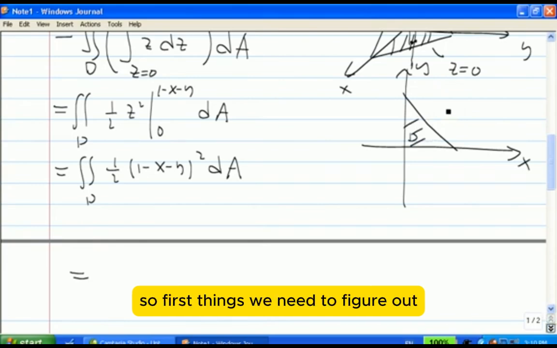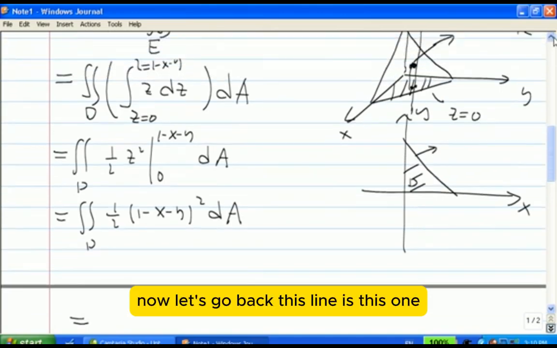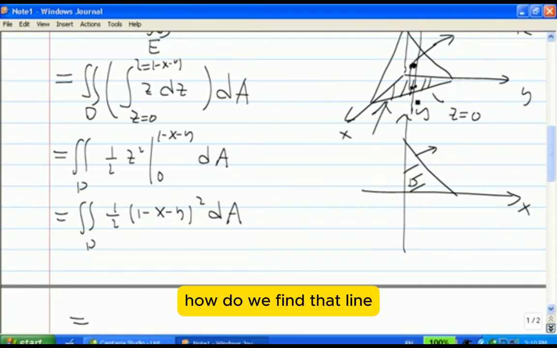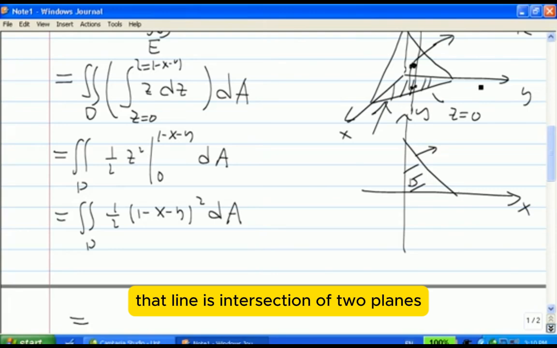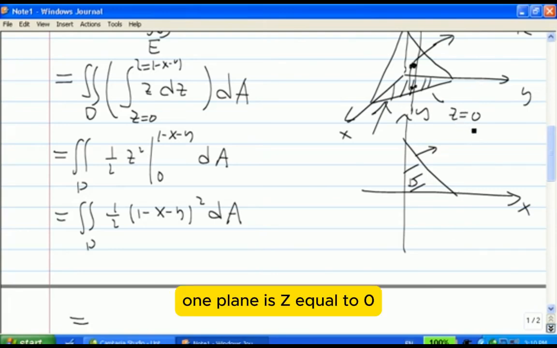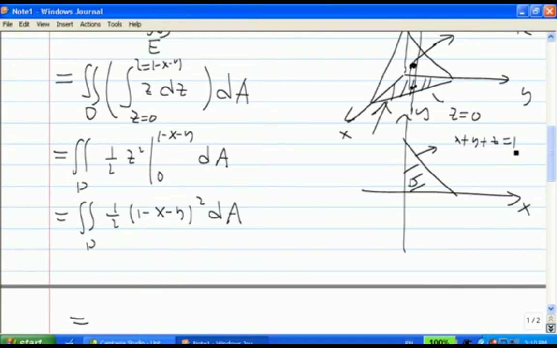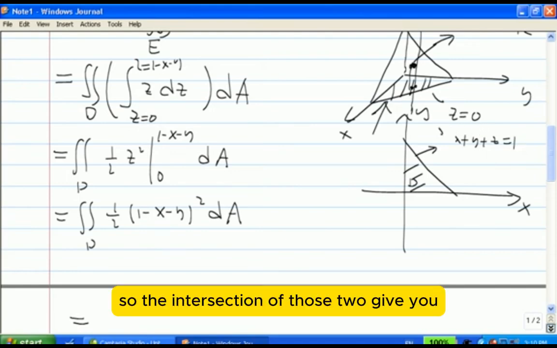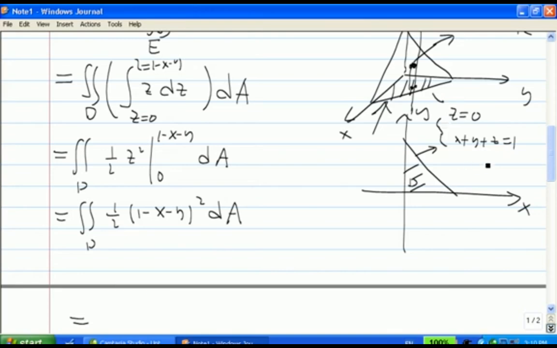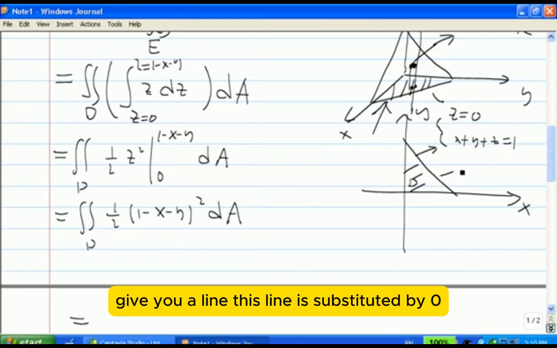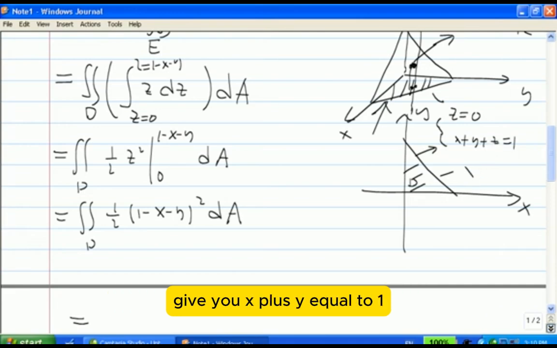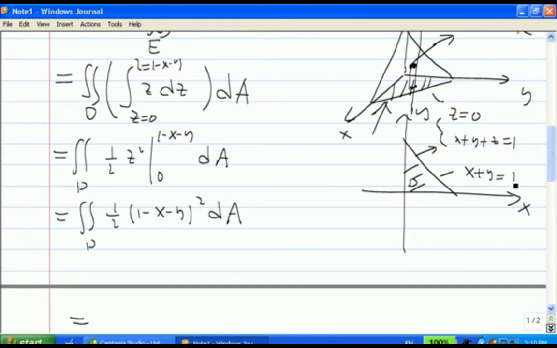First thing we need to figure out is what is the equation of this line. Now let's go back. This line is this one. How do we find that line? That line is the intersection of two planes. One plane is z equal to 0. Another is x plus y plus z equal to 1. So the intersection of those two gives you a line. Substitute z by 0, and that gives you x plus y equal to 1. So that's the equation of this line.